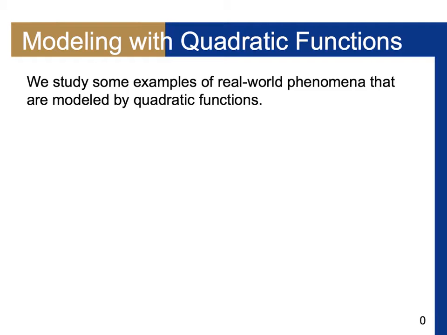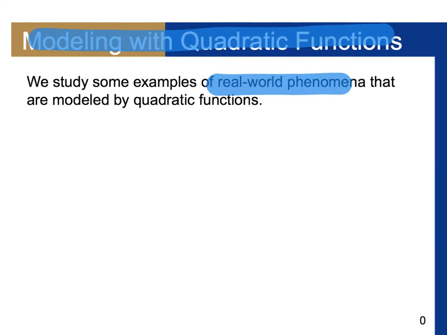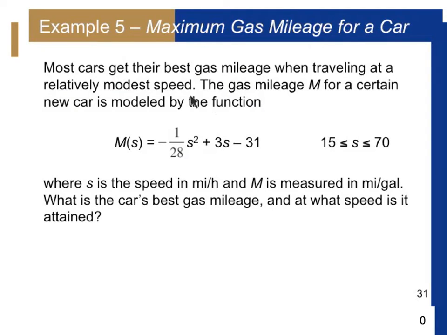Okay, the last thing we'll talk about in this section is modeling with quadratic functions. We're going to look at real-world problems, phenomena that are modeled by quadratic functions. So let's look at the mileage function. Most cars get their best mileage when they're doing a relatively moderate speed. So not fast speed or not super slow, so something in between. So let capital M be our mileage for a certain car, and S will be the speed. So S is like our X and M is like our Y.